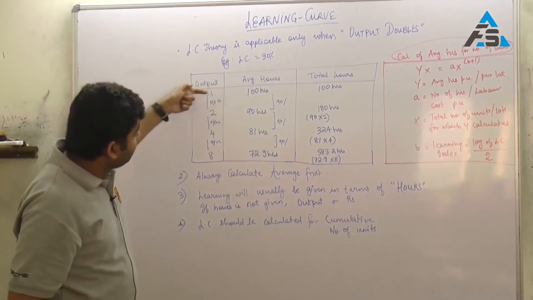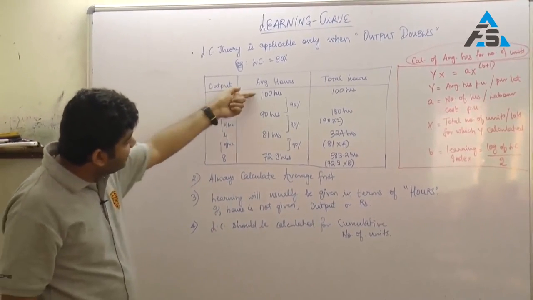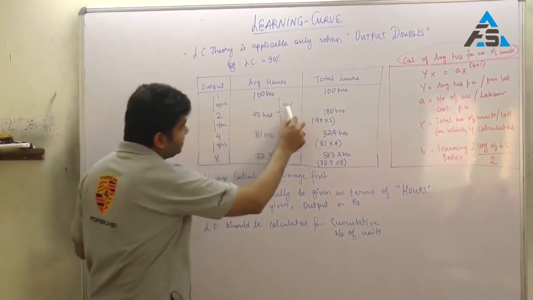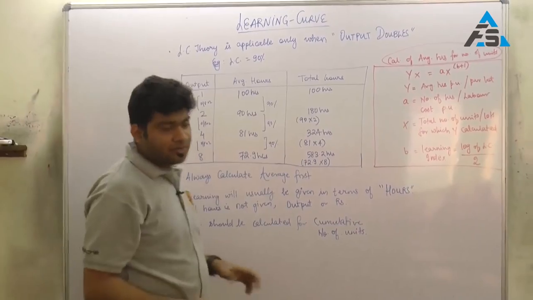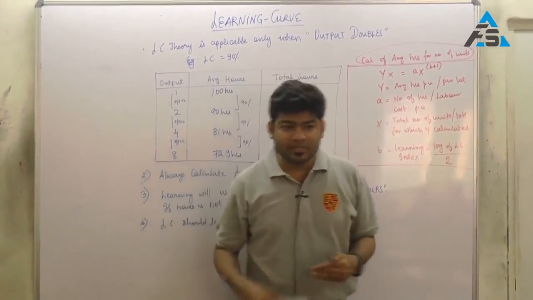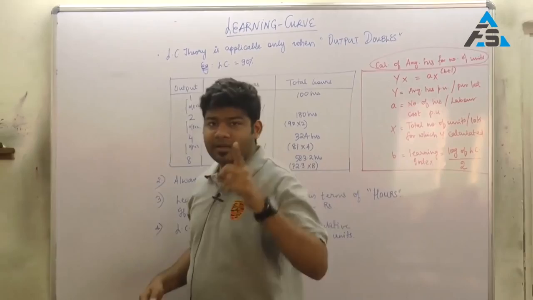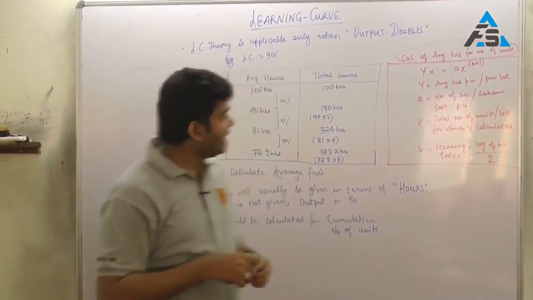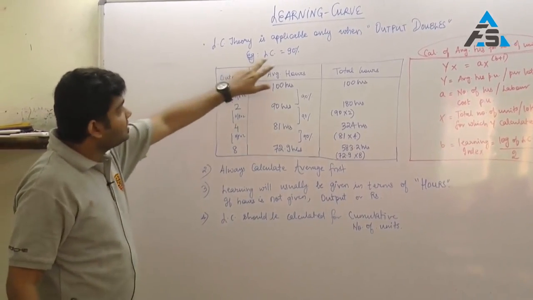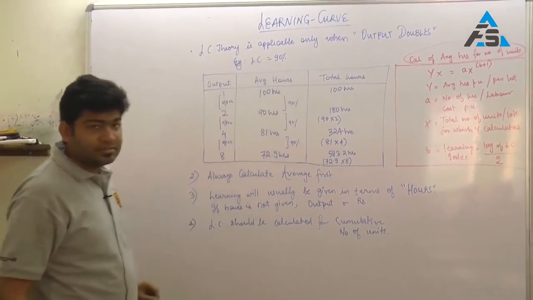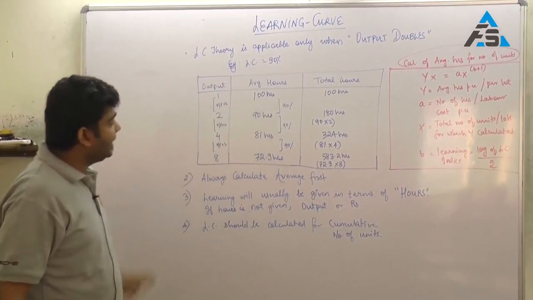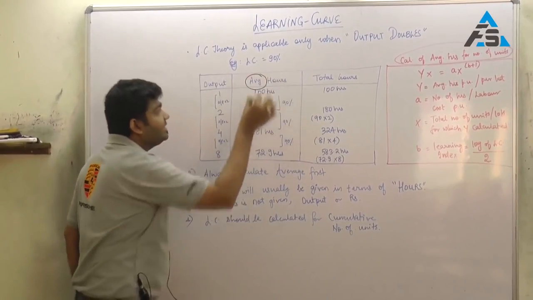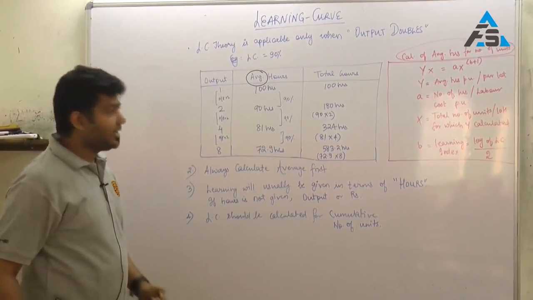So as the output doubles, we can see that there is an application of the learning curve at every doubling of output, which in this case is 90%. The concept of learning curve we all know: as we keep on doing the same activity over and over again, the time taken to do that activity will reduce. So in this case it is 90%. If I am making the first output at 100 hours, the second output on average will take 90 hours. So there is a 90% learning curve applicable there.